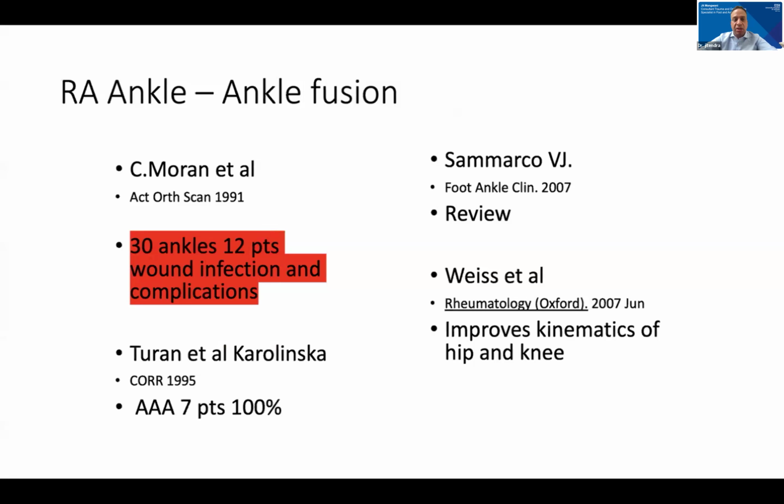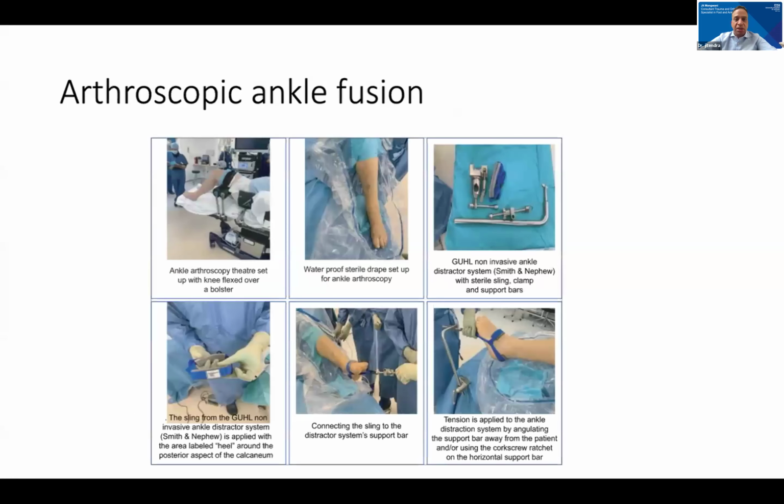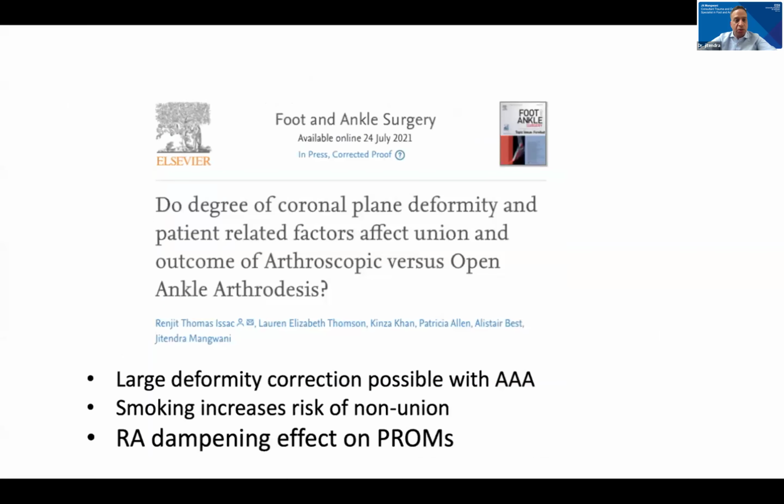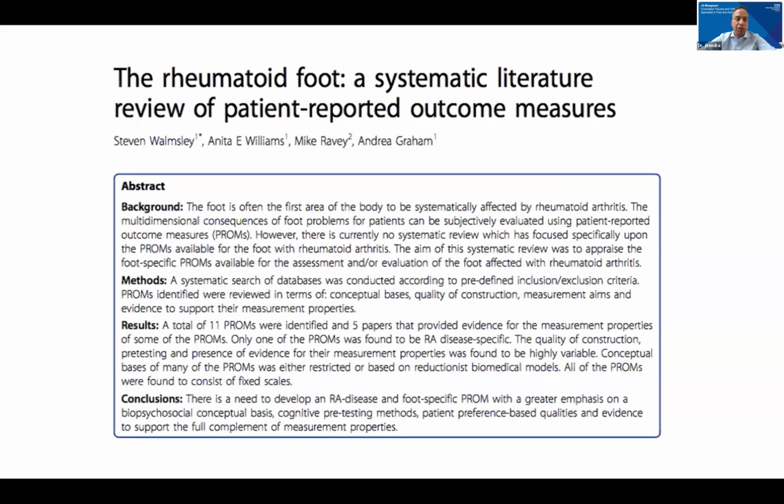Traditionally, if you look at the literature in the 90s, it was small numbers and wound infection complication was a particular issue. But over the course of many years now, we've travelled in this space and done loads of arthroscopic ankle fusions. Here is a case example, and we published on this not so long ago. You can correct large deformities of almost 25 degrees of varus valgus with differential shaving and arthroscopic ankle fusion, which is great for their soft tissues, and wound complication is next to nothing.